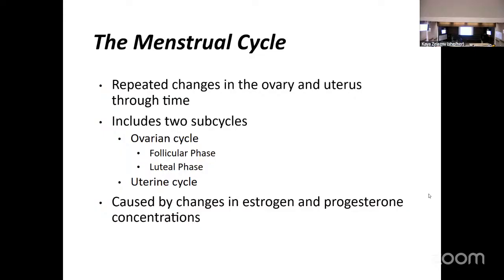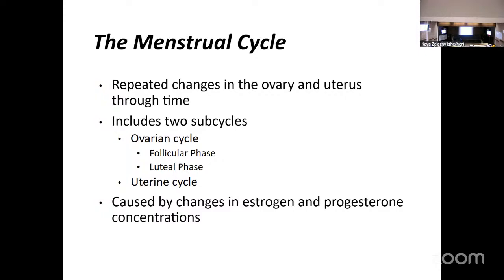So we've got the menstrual cycle, which is going to relate to the maturation of these primordial follicles into mature follicles and ovulation in the ovary. We're also going to see similar but different phases in the uterus. So there are going to be changes in the uterus as well over that month-ish long cycle.